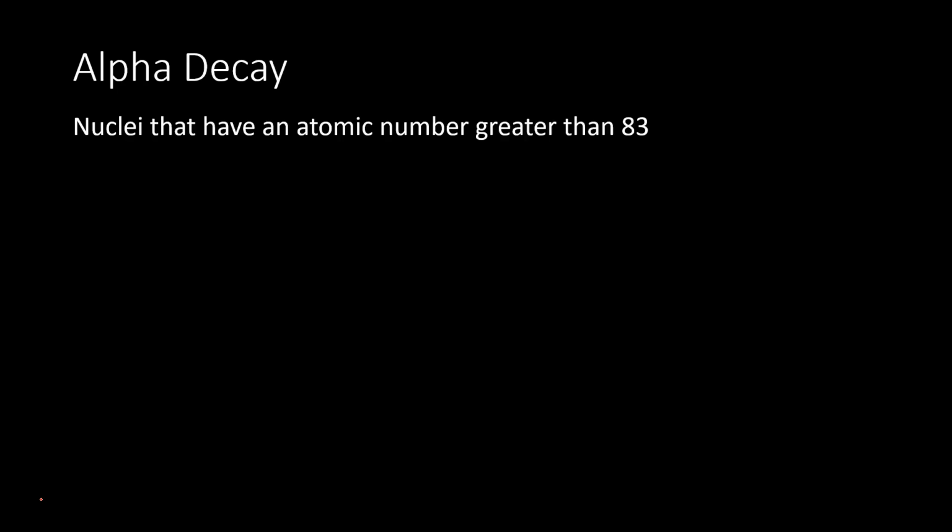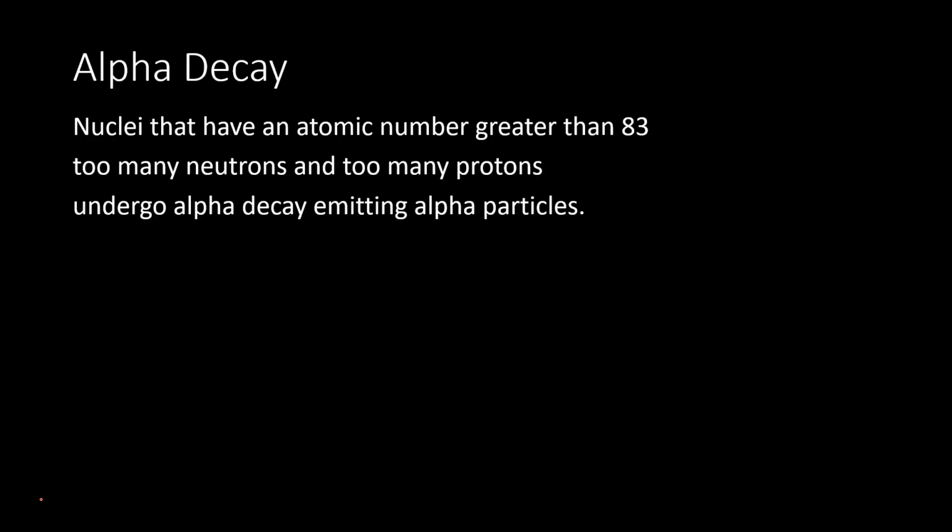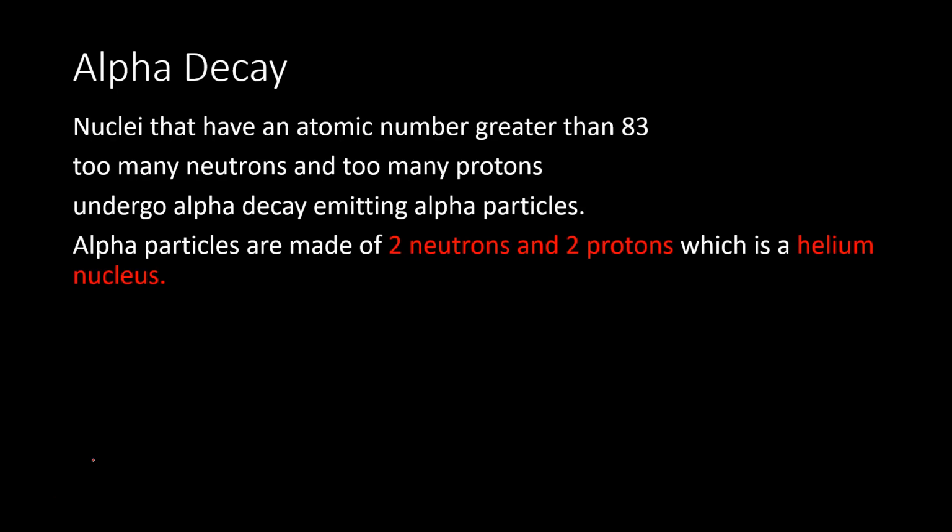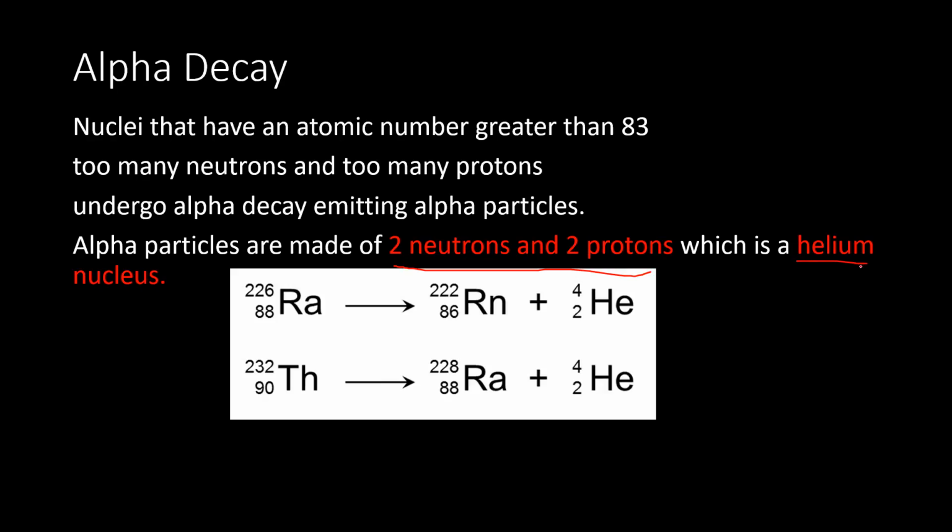Alpha radiation, or alpha decay, happens when a nucleus has an atomic number greater than 83. That is, it has too many neutrons and too many protons. It emits an alpha particle. An alpha particle is 2 neutrons and 2 protons, and that is a helium nucleus.